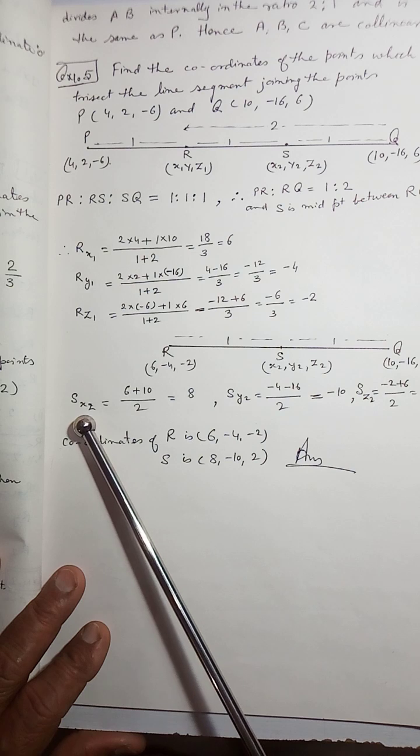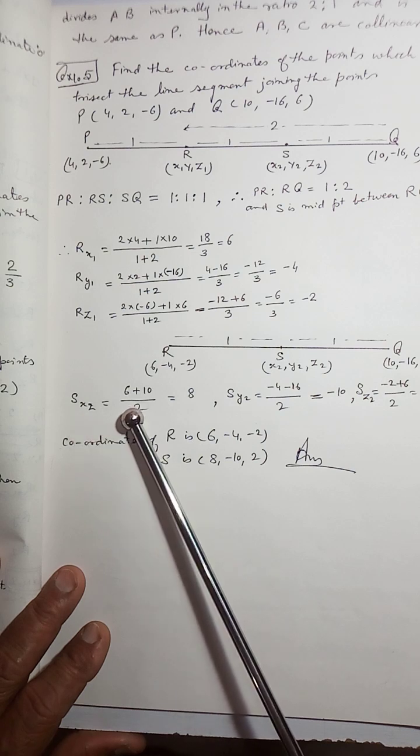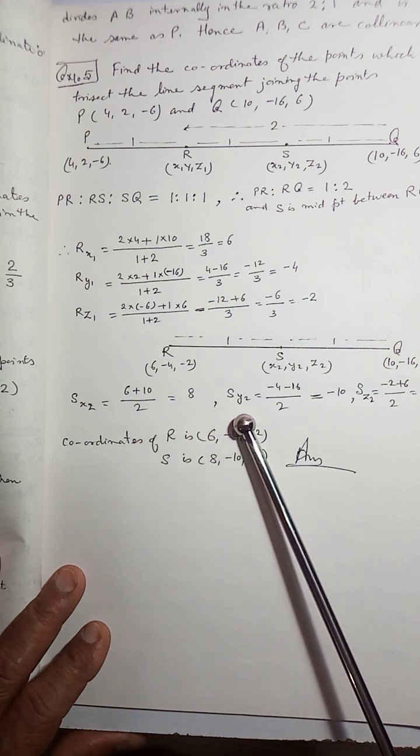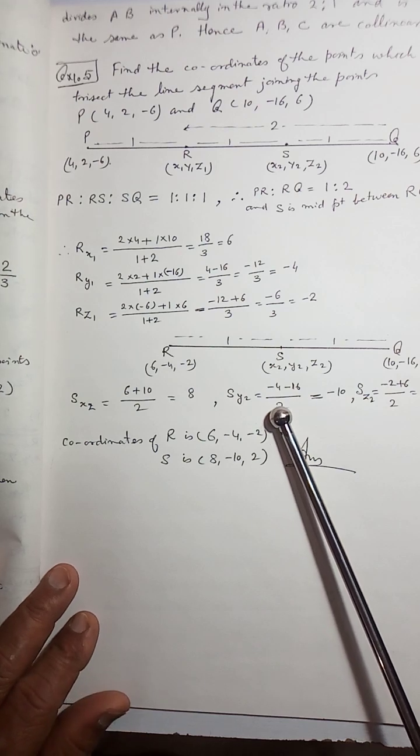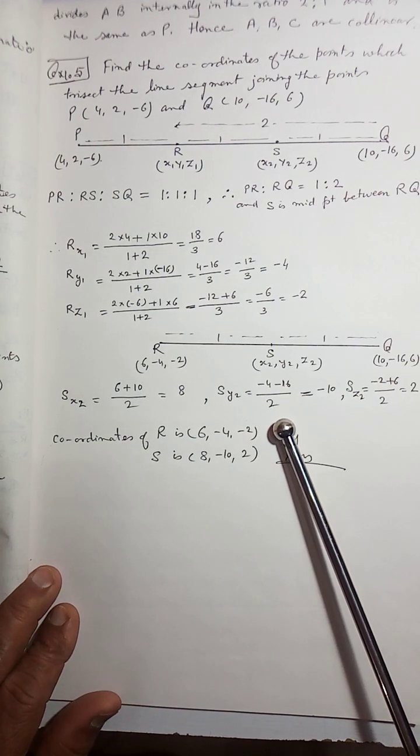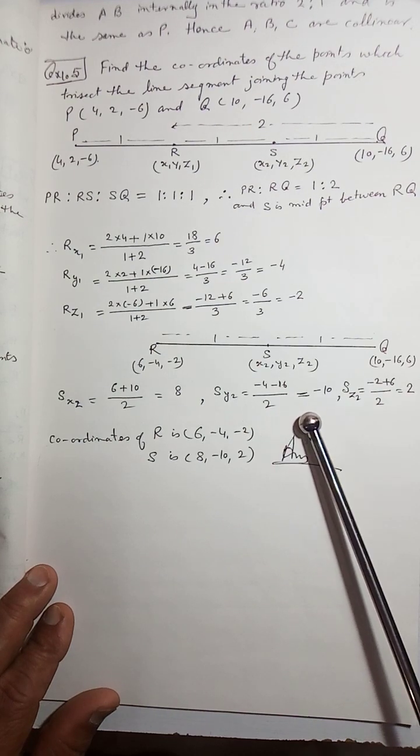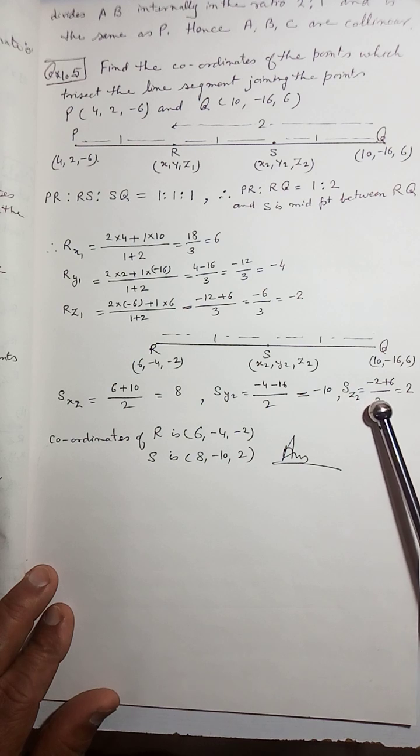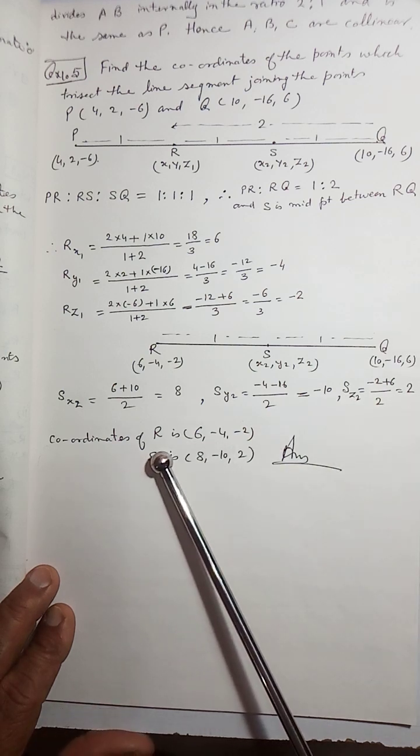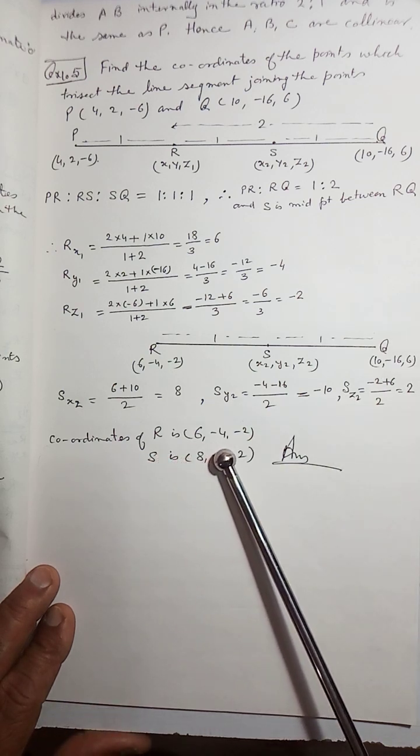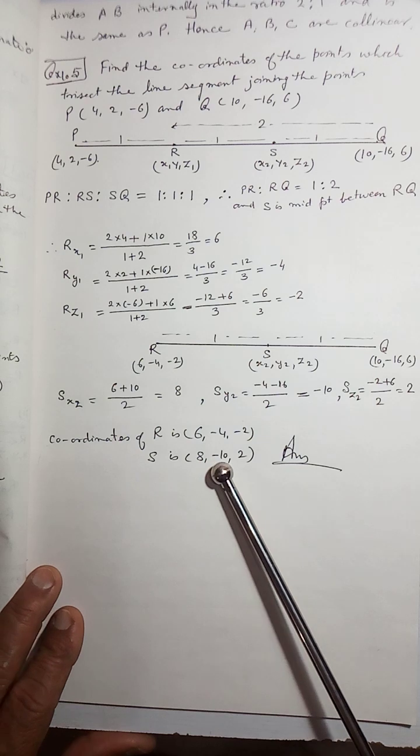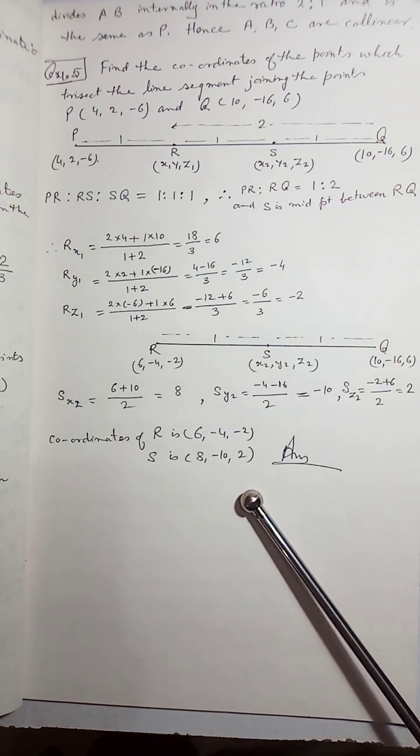Therefore x2 will be equal to 6 plus 10 divided by 2, that is 8. y2 will be equal to -4 minus 16 whole divided by 2, that is -10. And z2 is -2 plus 6 whole divided by 2, that is 2. So the coordinates of the point R are (6, -4, -2) and S is (8, -10, 2). These are the required answers of question number 5 of this exercise.